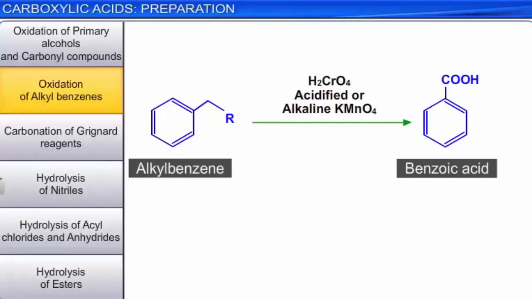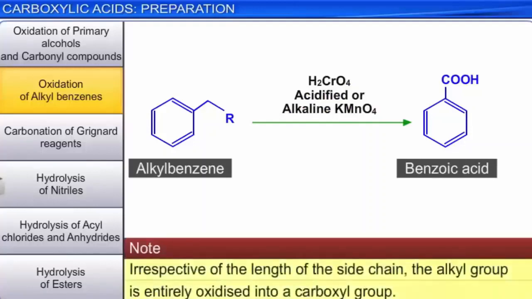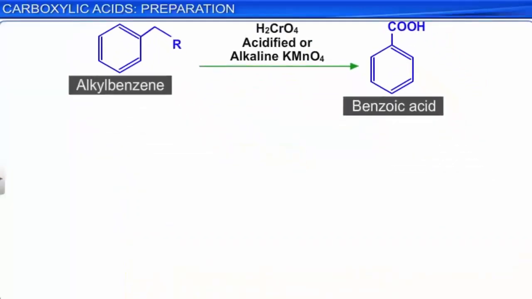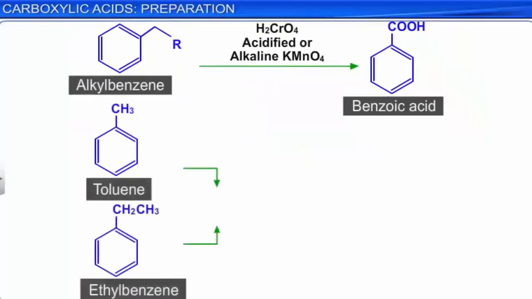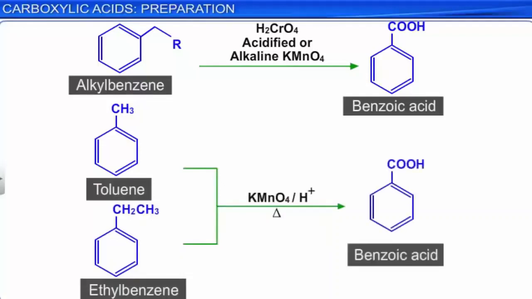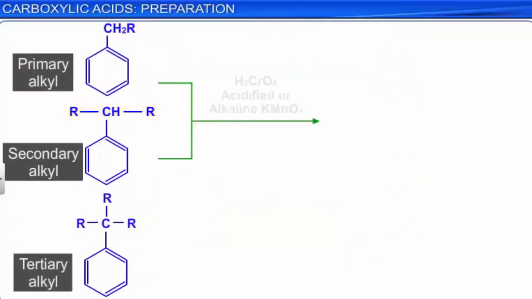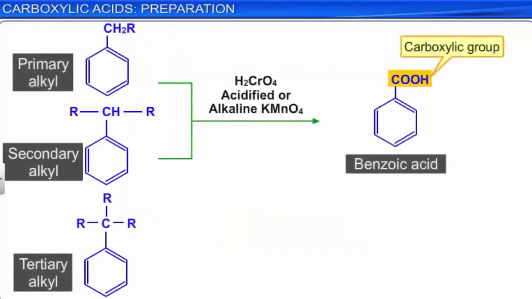It must be noted that irrespective of the length of the side chain, the alkyl group is entirely oxidized into a carboxyl group. For example, toluene or ethylbenzene on oxidation with acidic potassium permanganate gives benzoic acid. It is important to note that only primary and secondary alkyl groups are oxidized into a COOH group, while tertiary alkyl groups remain unaffected.